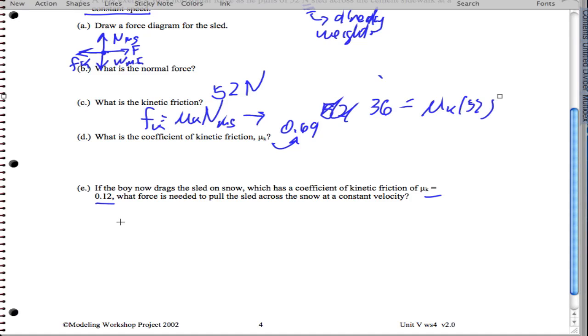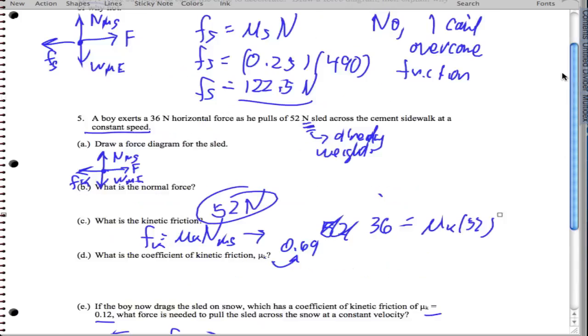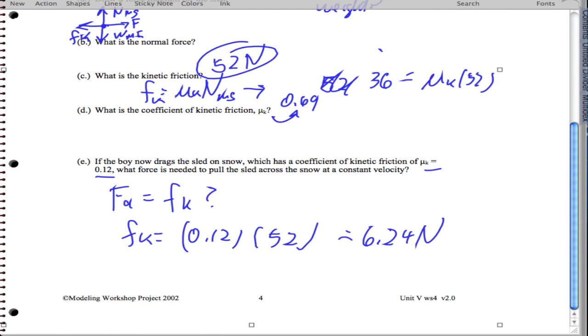Now, if the mu kinetic is 0.12, what force do I need to pull the sled at constant velocity? Well, that means that the force applied would have to equal the force of kinetic friction. Let's get this new force of kinetic friction then. That'll be 0.12 times the normal force of 52 newtons. And so I get 6.24 newtons of force. Wonderful. So that's it for that one.